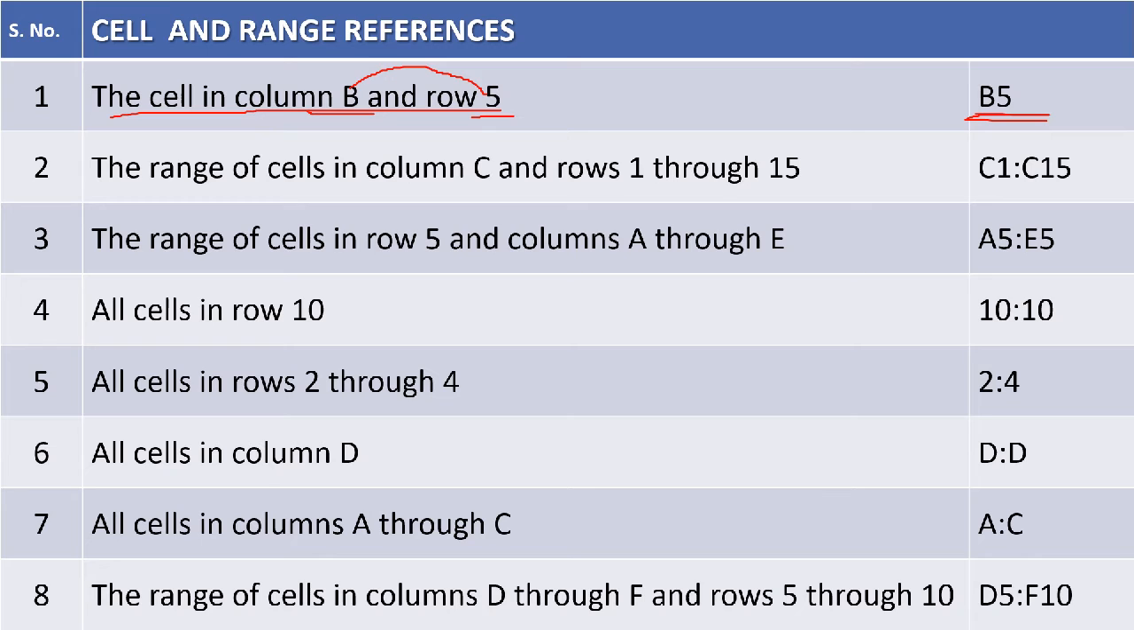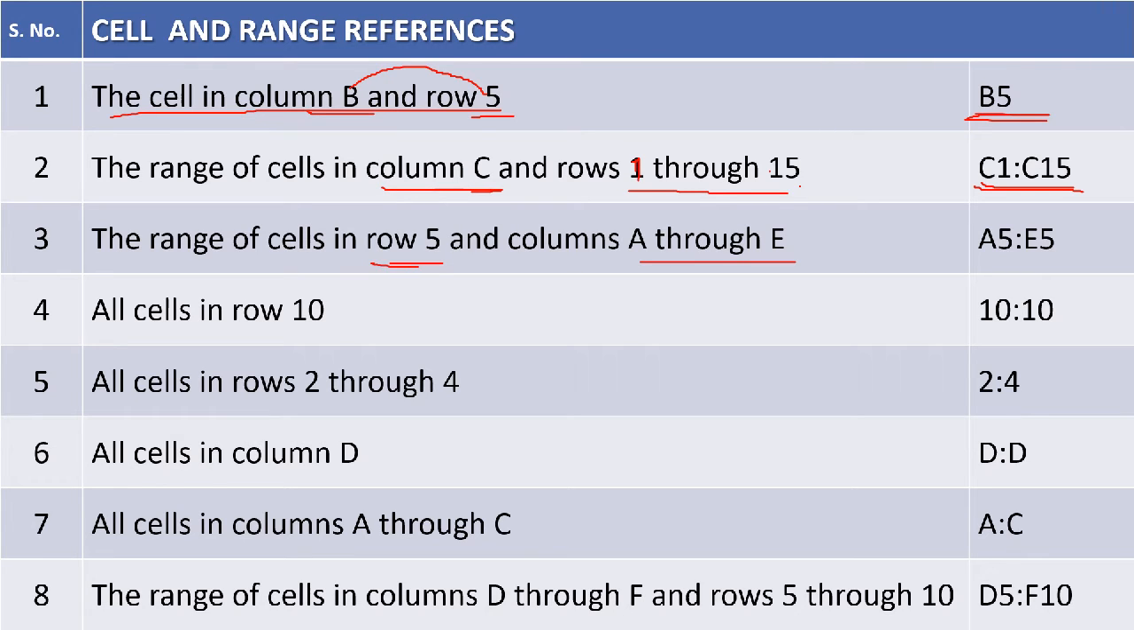The range of cells in column C and rows 1 through 15. The row starts from 1 and ends at 15, but the column is C. So, a single column and rows from 1 to 15. How should you denote this? C1 colon C15. C is the column, a single column, but the row differs from 1 to 15. So C1:C15.